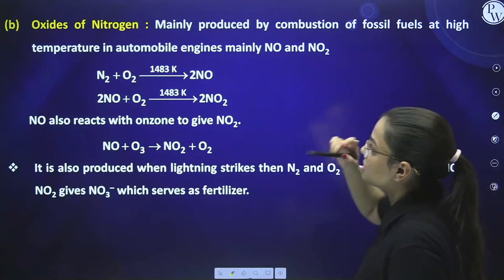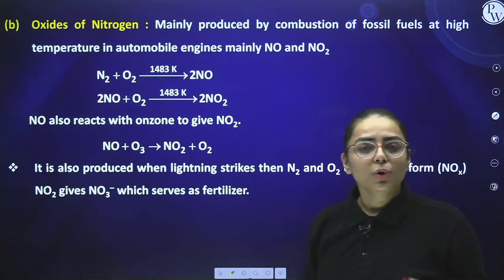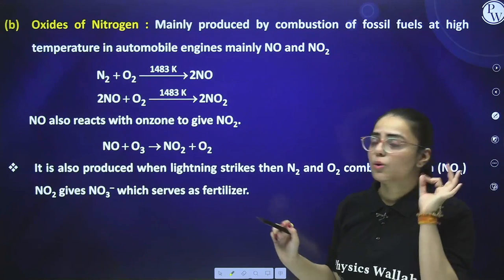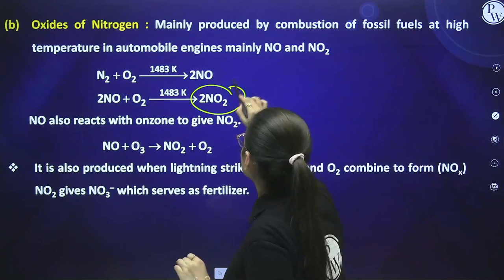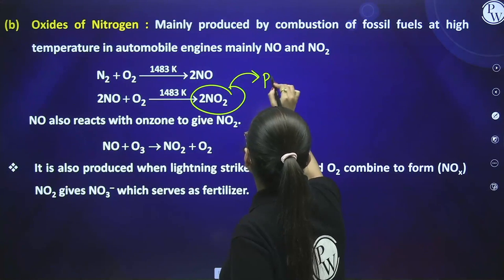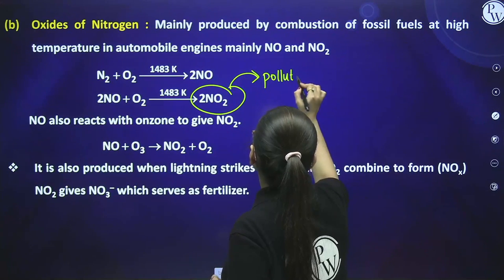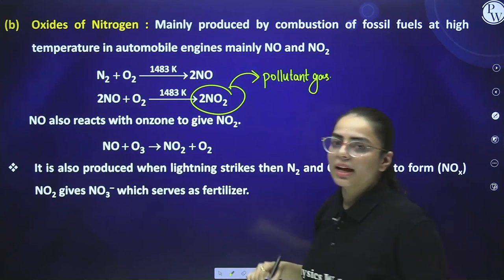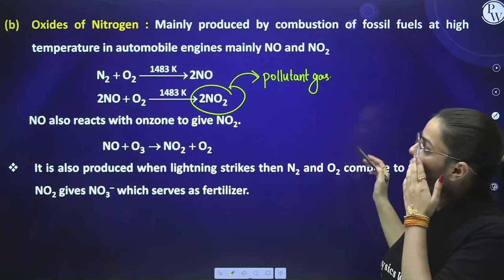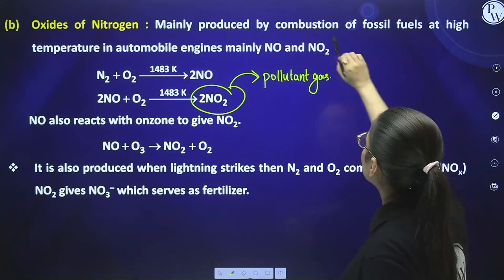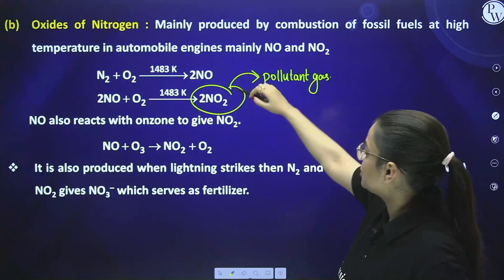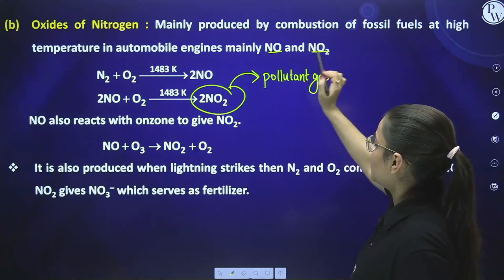Now students, comes the second gaseous air pollutant, which is oxides of nitrogen. In nitrogen oxides, the most pollutant gas is NO2. This is the pollutant gas, basically. Now, it is mainly produced by combustion of fossil fuels at high temperature in automobile engines, mainly NO and NO2. They talk about this.